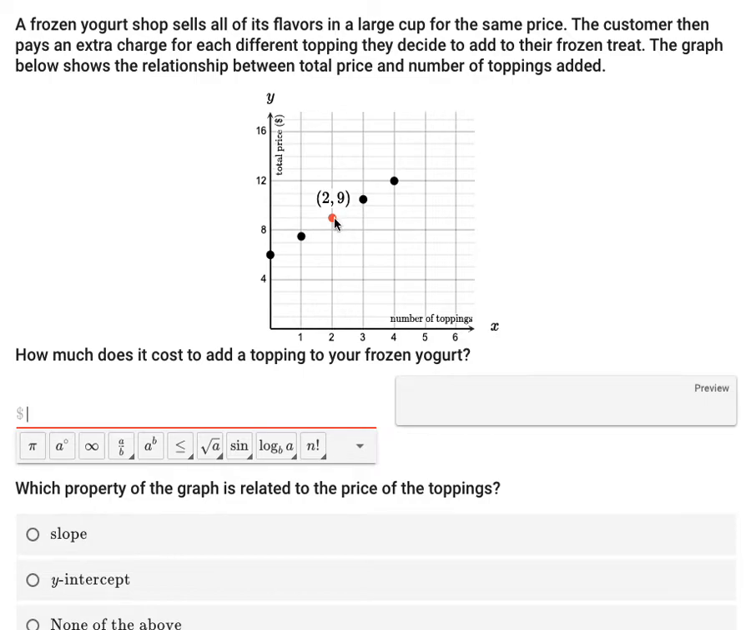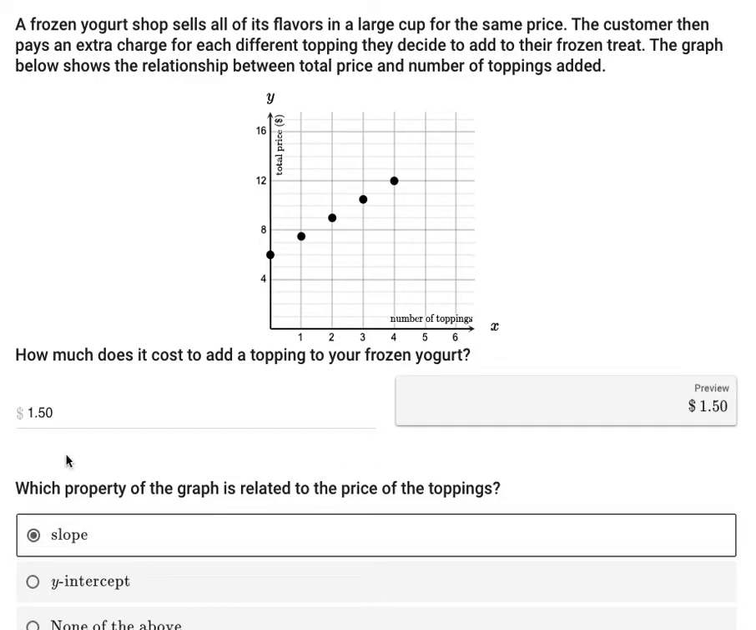In this case, with 2 toppings, it cost $9. So adding the toppings increased my price $3. That change in y is $3, but that was when I added 2 toppings. So if I take that change in y of $3 and divide by 2 toppings, I see that each topping costs $1.50. So what did I use to find that? I found the change in y compared to the change in x, or in other words, the vertical change compared to the horizontal change. I used the slope to figure out how much each of the toppings cost.